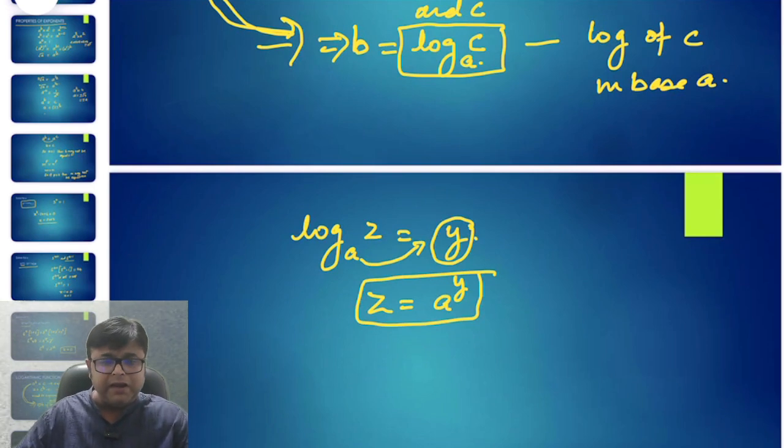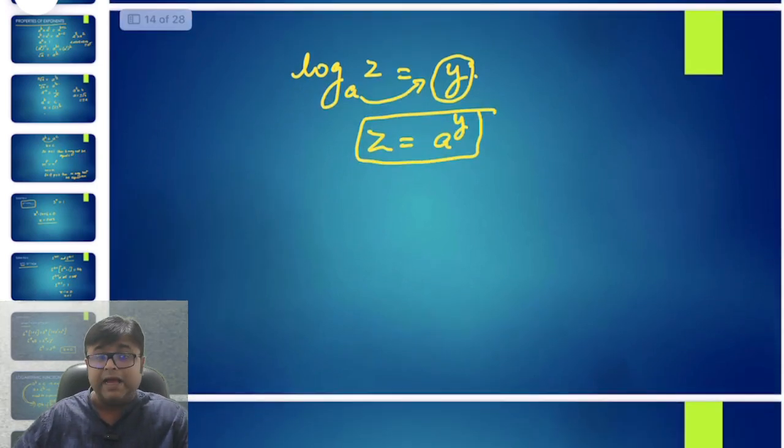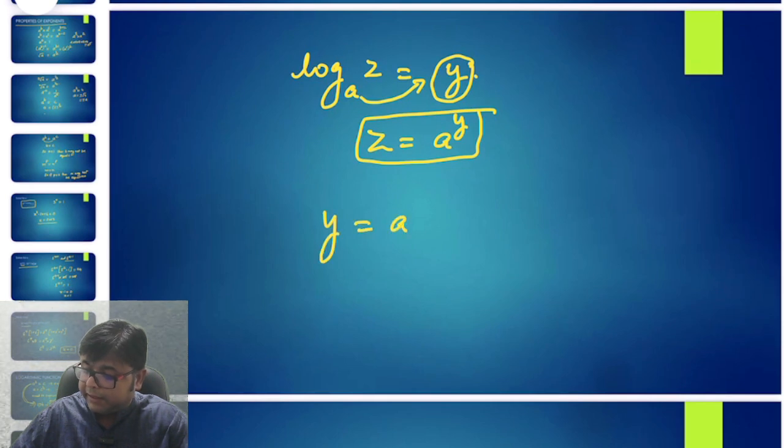And when I write it as a function, it has another meaning to it, right? Suppose I say y equal to a to the power x is an exponential function.